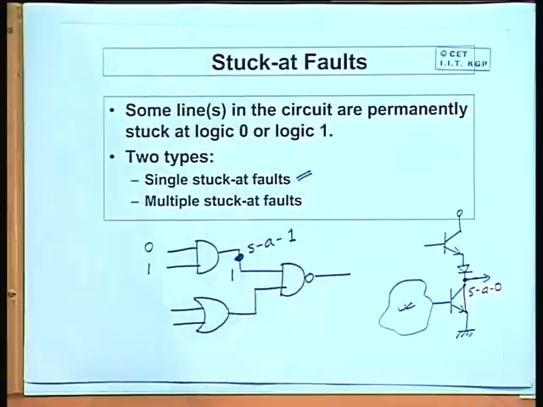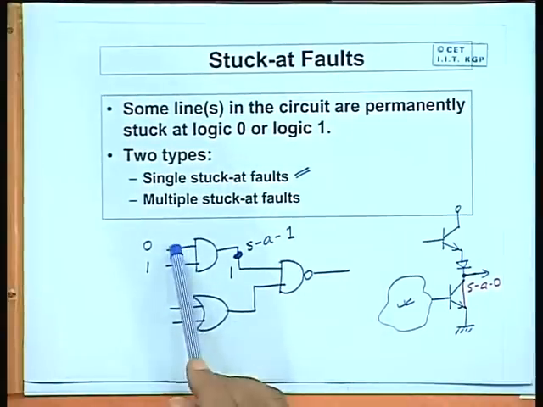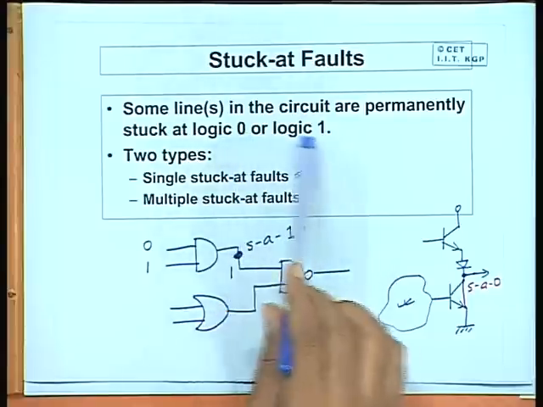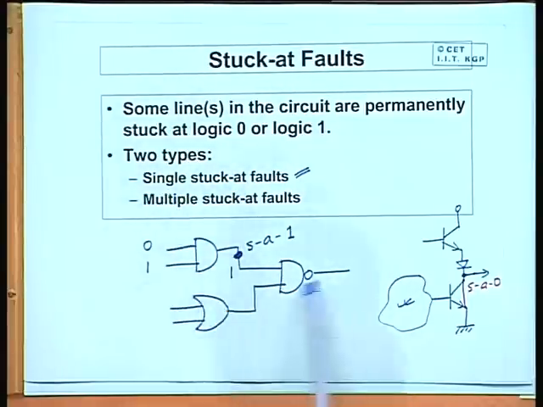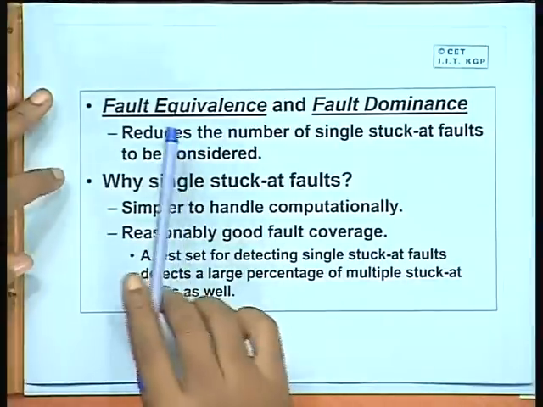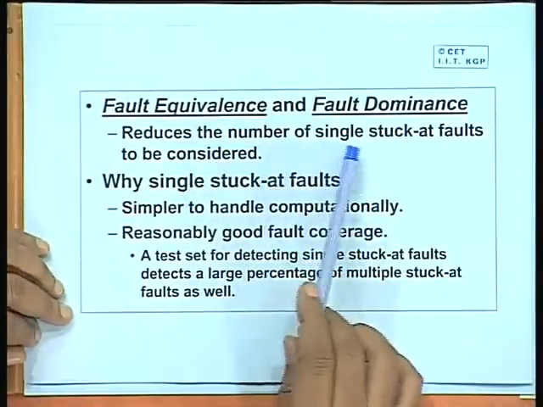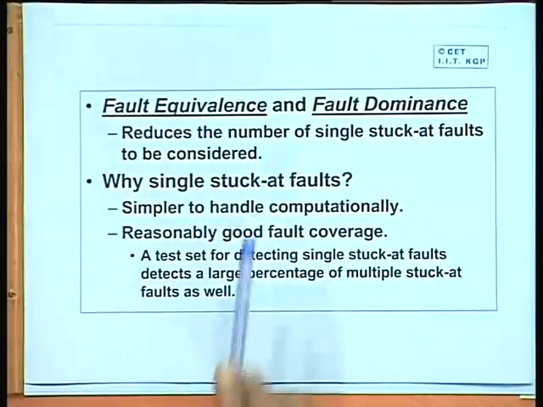So, the question is that if we use the stuck-at fault model, then given a circuit, we have so many lines, these are 1, 2, 3, 4, 5, 6, 7 lines. So, you can have 7 into 2, 14 possible single stuck-at faults. Now, we will have to detect all those faults. So, there are techniques called fault equivalence and fault dominance, which we will be talking about very shortly, which can reduce the number of single stuck-at faults to be considered. Right now, we are assuming that we have a circuit which is a gate level netlist, and we are concentrating on the single stuck-at fault model. Okay? And we are trying to find out a way using which we can reduce the number of faults that we can consider.